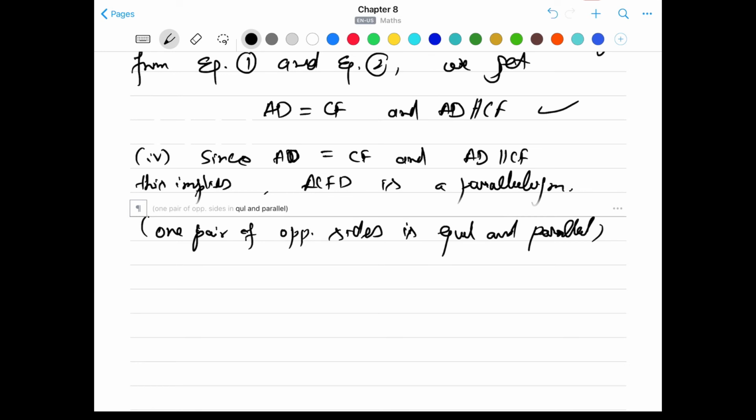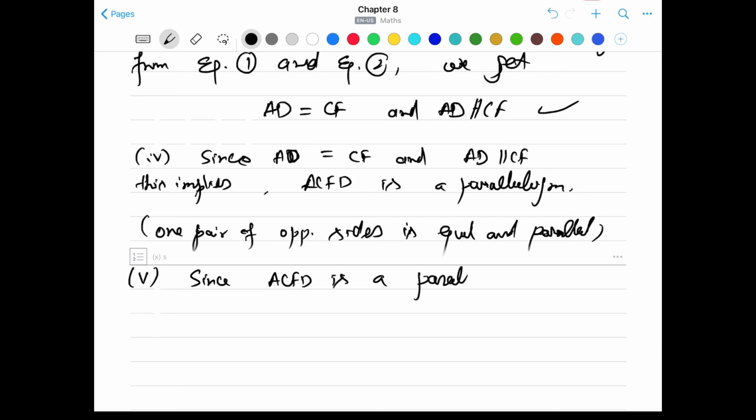Okay, so if in any quadrilateral you find one pair of opposite sides equal and parallel, then it will be a parallelogram. Now let's come to part 5 of this question. Here we have to prove that AC is equal to CF. Since we have proved that ACFD is a parallelogram, therefore its opposite side AC will be equal to DF. The reason for this is: opposite sides of a parallelogram.